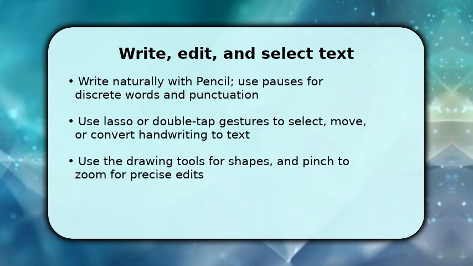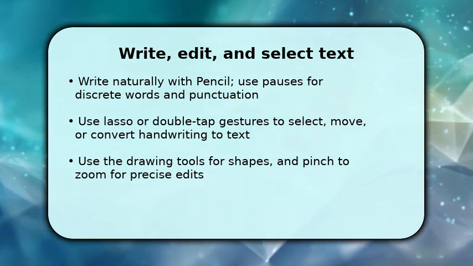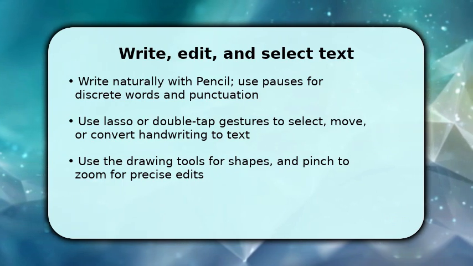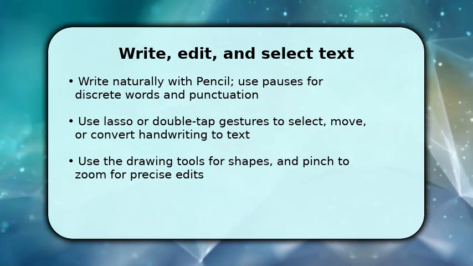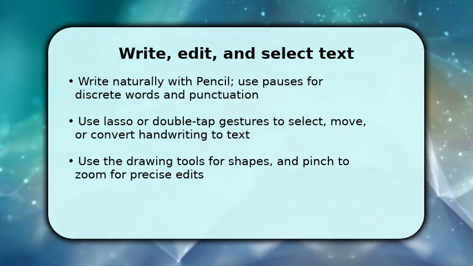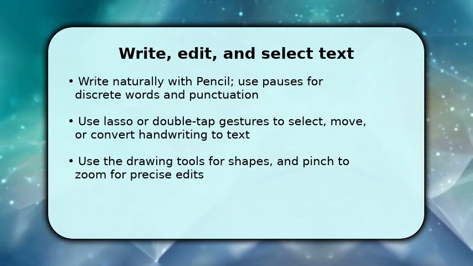Once written, use the selection gesture, like a lasso or double tap, to highlight strokes. Then tap to convert to typed text, move content, or apply formatting. For diagrams, switch to drawing tools to add shapes or lines, pinch to zoom for finer control.